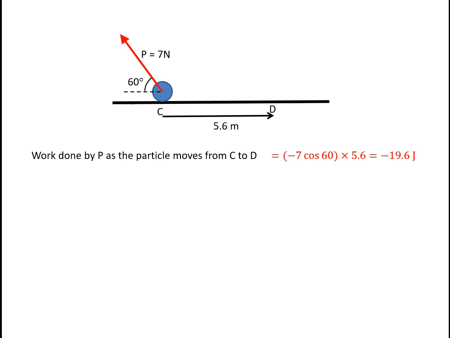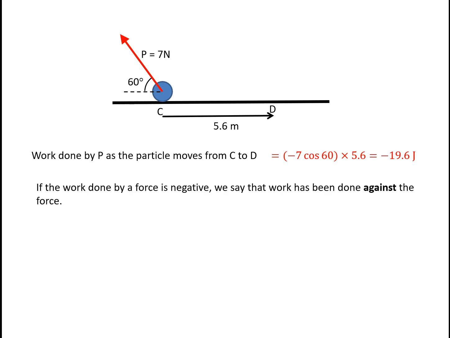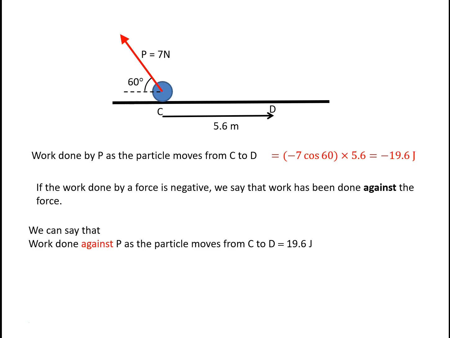Now the component of P horizontally is 7 cos 60 to the left. So the component of P in the direction C to D is minus 7 cos 60. So the work done by P as it moves from C to D is going to be minus 7 cos 60 times 5.6, which gives us minus 19.6 joules. When the work done by a force is negative, we say that work has been done against the force. So we can say that the work done against P as the particle moves from C to D is 19.6 joules.